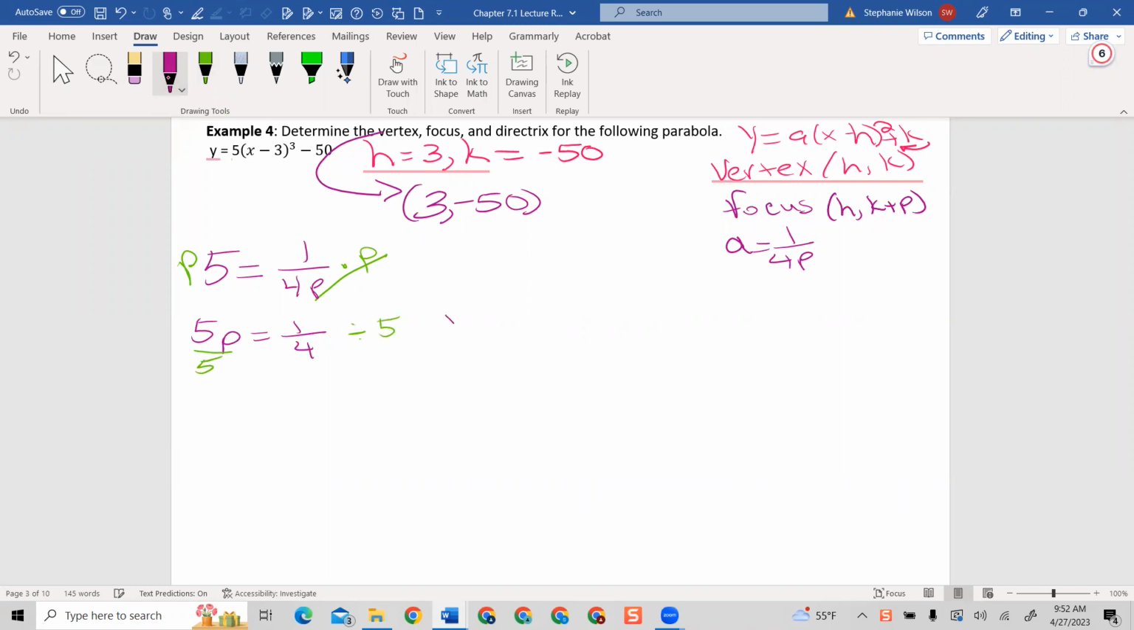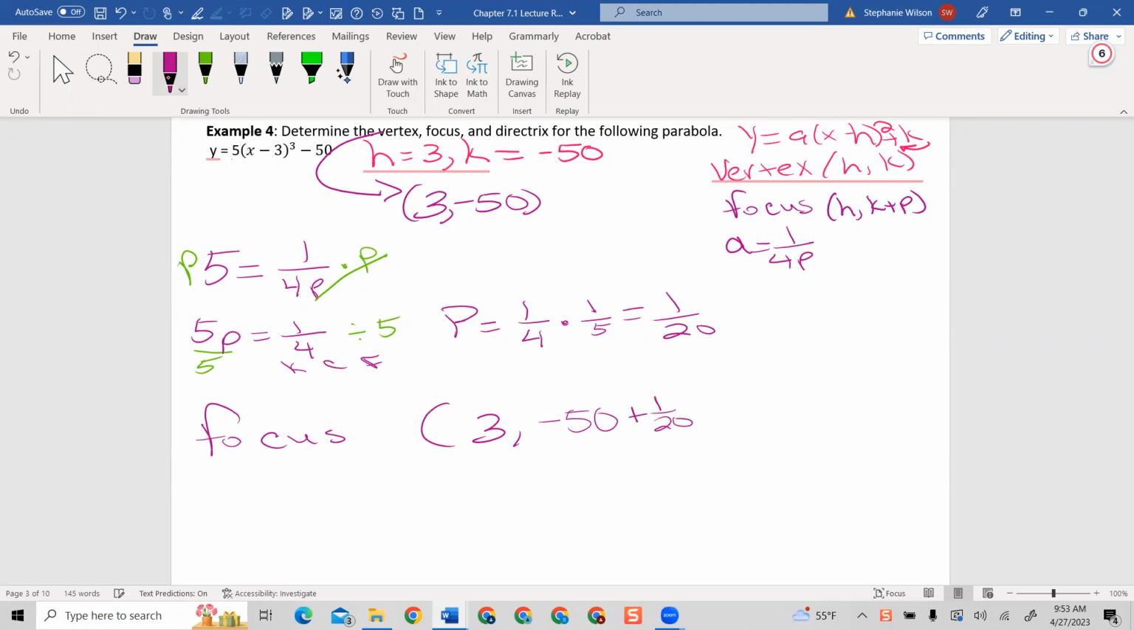So now I have P is equal to, well, we're going to keep, change, flip. So I got 1/4 times 1/5. So my P is 1/20. So now that I know that, let's solve for the focus. So H is 3, K is -50, and P is a positive 1/20. So now let's solve for it.